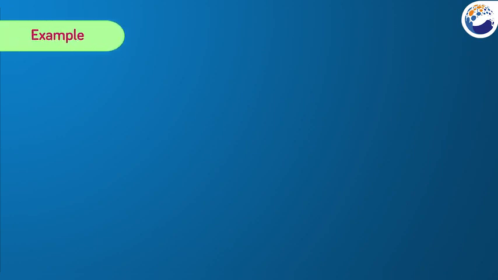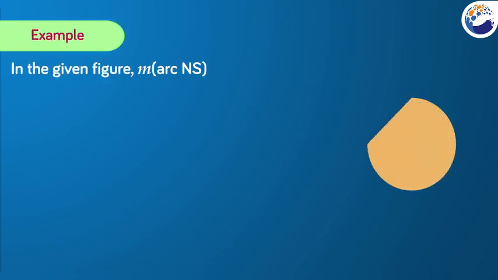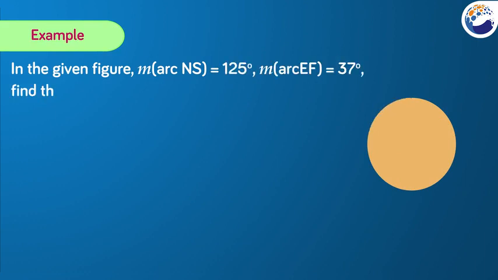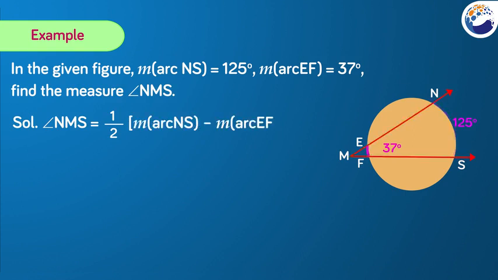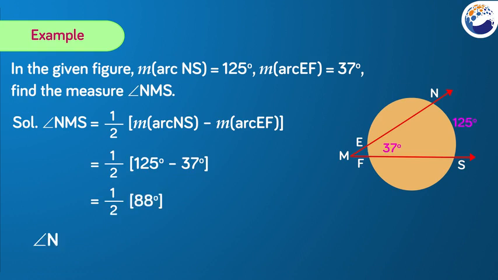Example: in the given figure, the measure of arc NS is equal to 125 degrees. The measure of arc EF is equal to 37 degrees. Find the measure of angle NMS. Solution. Angle NMS is equal to half of the measure of arc NS minus the measure of arc EF, which is half into 125 degrees minus 37 degrees, equal to half into 88 degrees. Angle NMS is equal to 44 degrees.